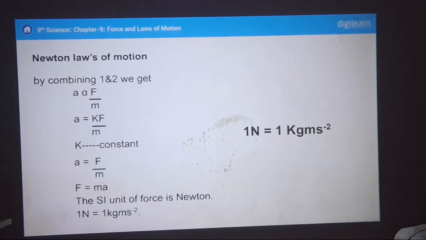By defining unit force, where k is equal to 1, the SI unit of force is Newton. 1 Newton is that amount of force which, acting on a body of mass 1 kg, produces an acceleration of 1 meter per second square.